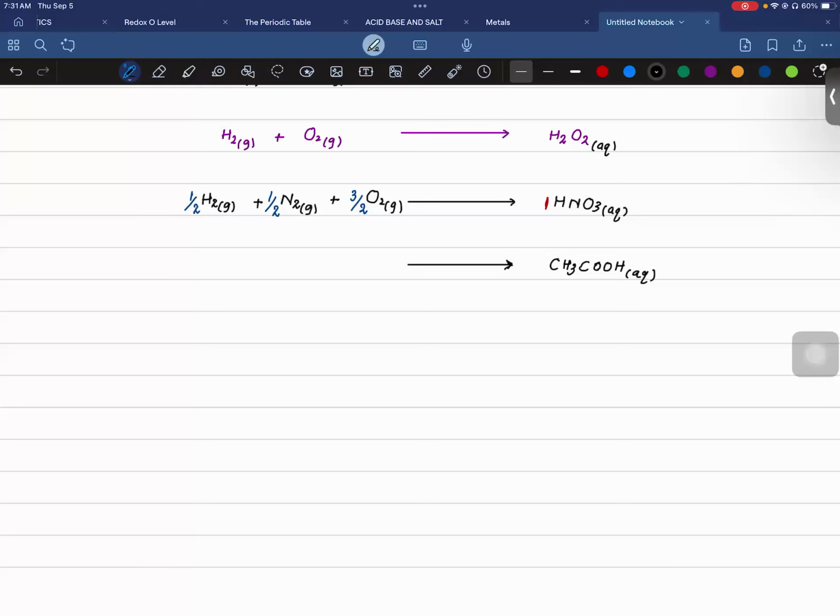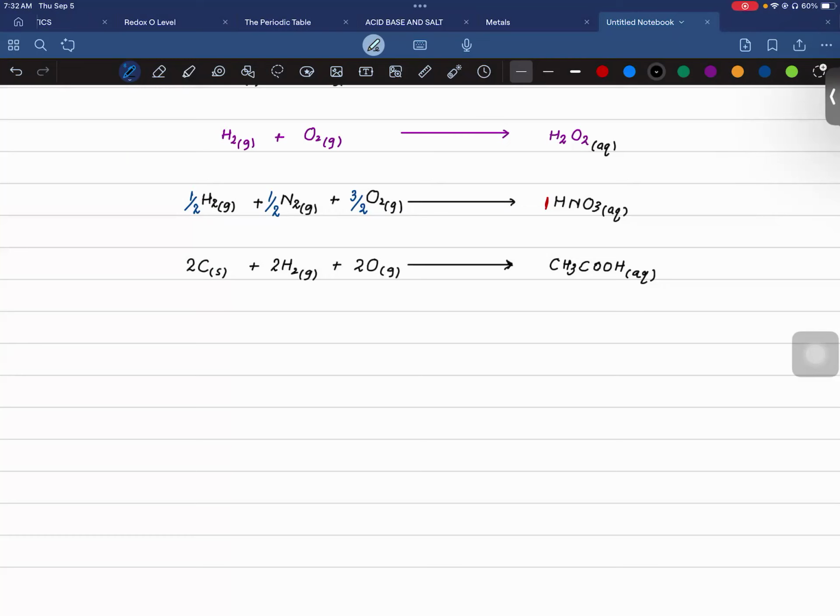Sorry, it's going to be carbon, oxygen, and hydrogen. How many carbons, hydrogens, and oxygens? 2H2. Okay, then 2 carbon, and 2 oxygen, like 2 oxygen, just like this.